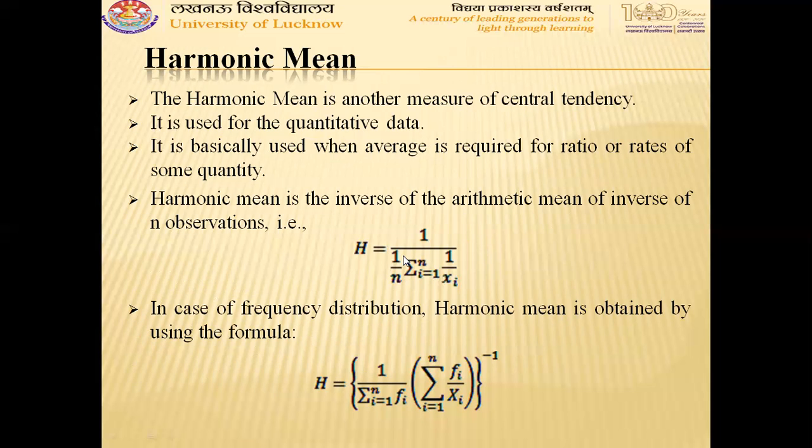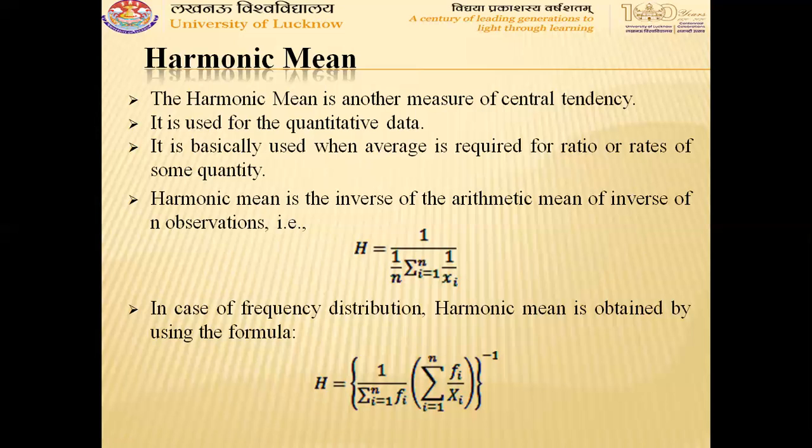So for remembering the formula of harmonic mean, we start from the backside. N observations, that is x1, x2, ..., xn. Then the inverse of n observations will become 1 upon x1, 1 upon x2, 1 upon xn. Then the arithmetic mean of the inverse of n observations, that means add these inverses and divide by the total number of observations, that will give 1 upon n summation i goes 1 to n, 1 upon xi.